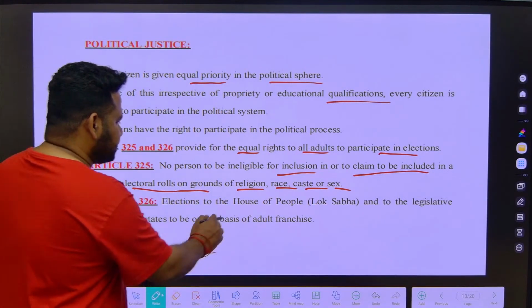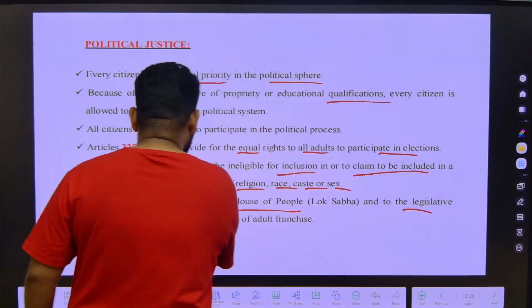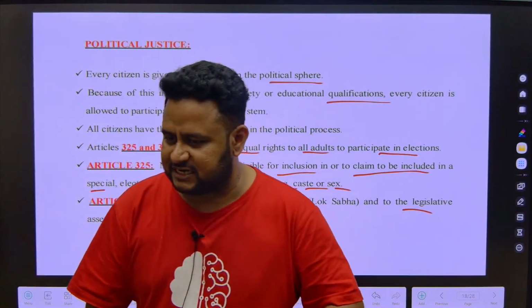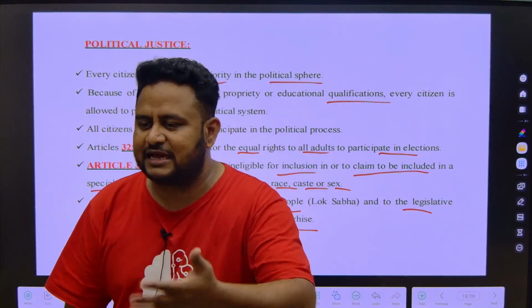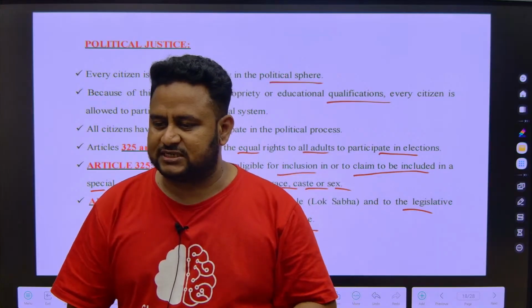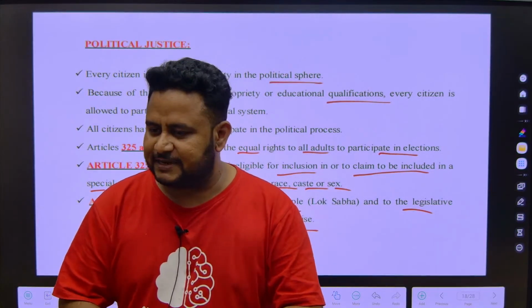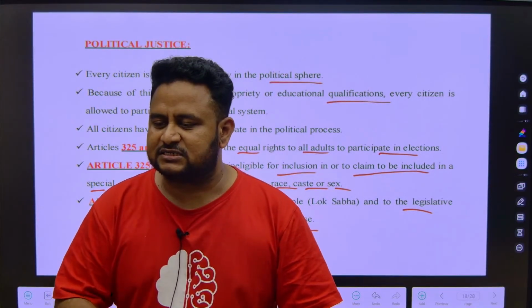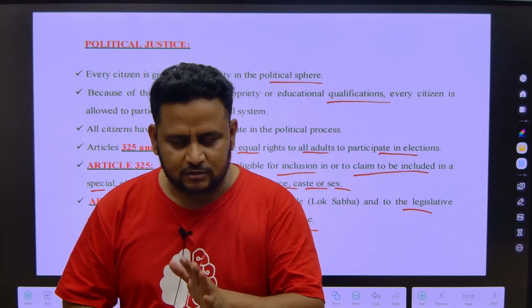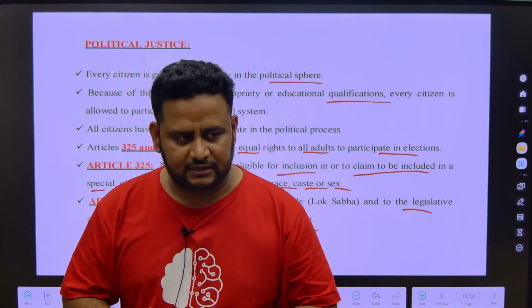Article 326: elections to the House of the People and to the legislature on the basis of adult franchise. That is, what elections take place? We have state elections to elect the MLAs for the legislature, and also MP elections, that is the House of the People, Lok Sabha. That is based on universal adult suffrage, or adult franchise. That is, every adult 18 and above can go and vote. Okay, that is the meaning of it.